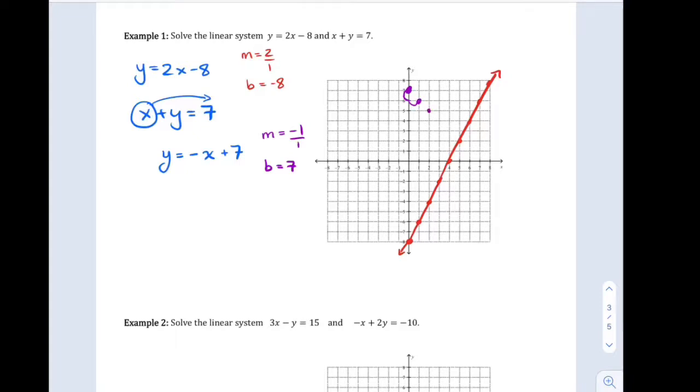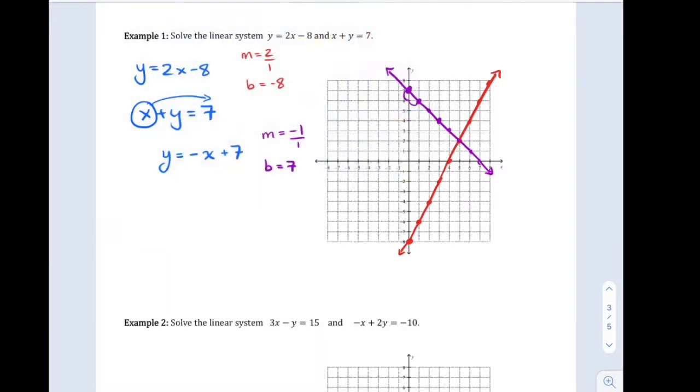Down one, one to the right, and another dot. Down one, one to the right, another dot. And I continue that pattern all along until I have enough to put my ruler. And I draw a line. Whoops. Not a very good line, but I can draw a line through all those points. And I look for where they intersect.